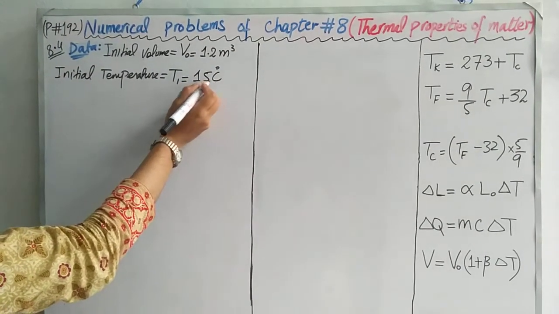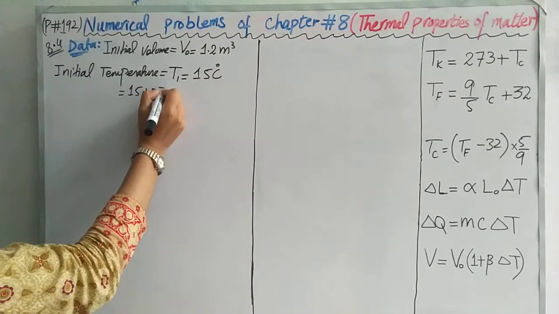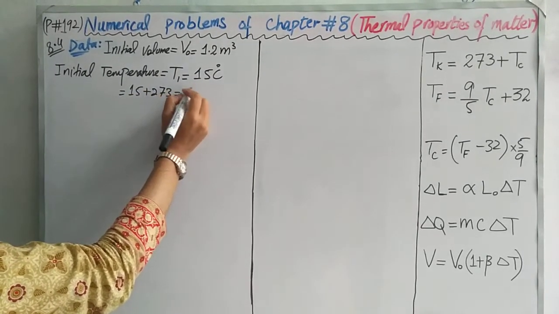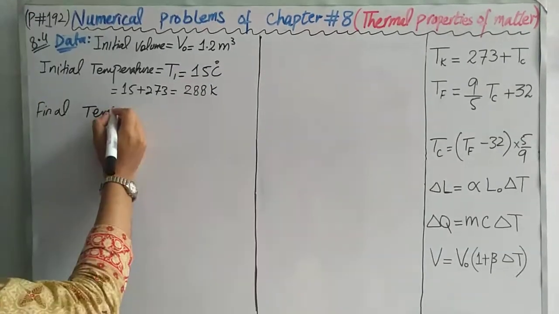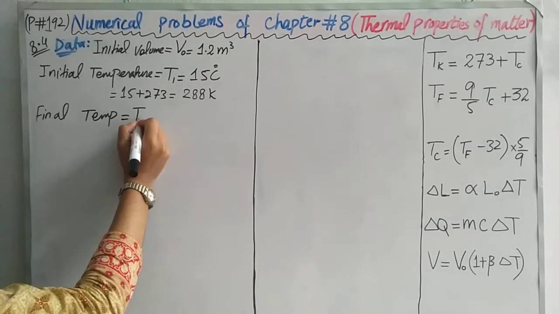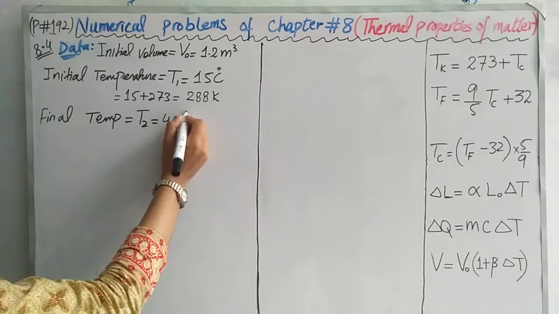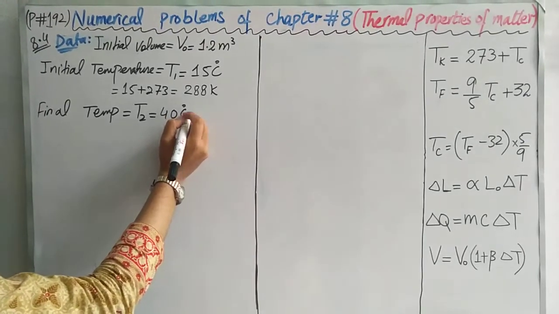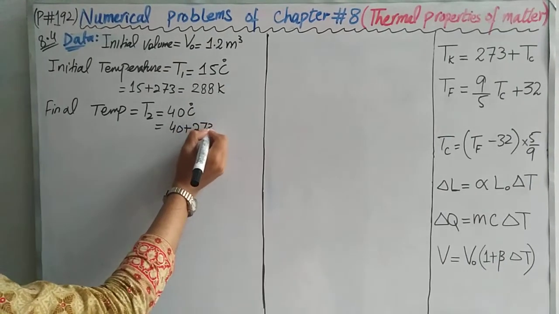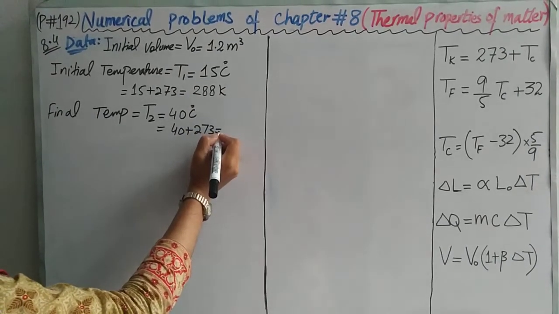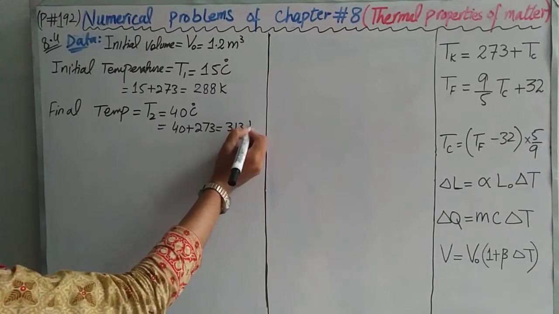Again we will convert into the Kelvin scale. For that we will add 15 plus 273 is equal to 288 Kelvin. Now final temperature represented by T2 is equal to 40 degrees centigrade. We have converted into the Kelvin scale. So 40 plus 273 is equal to 313 Kelvin.